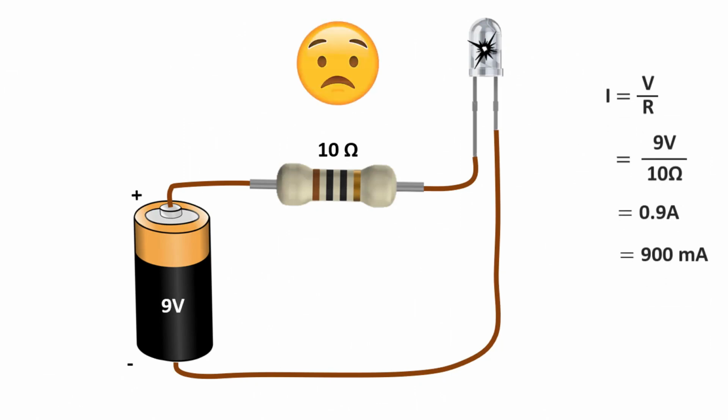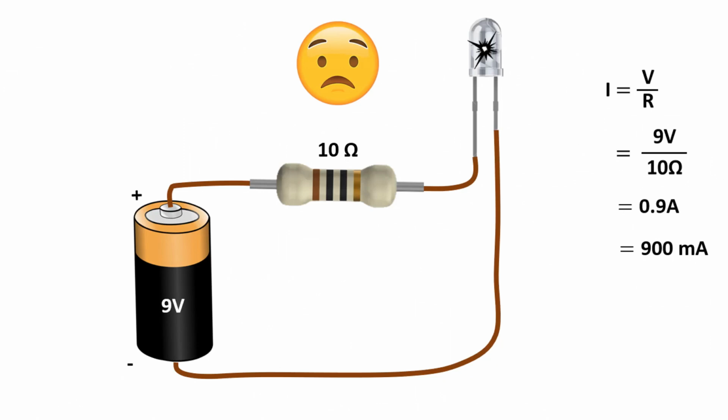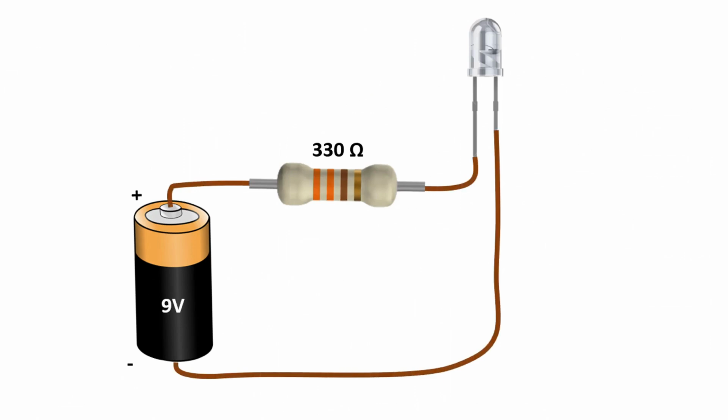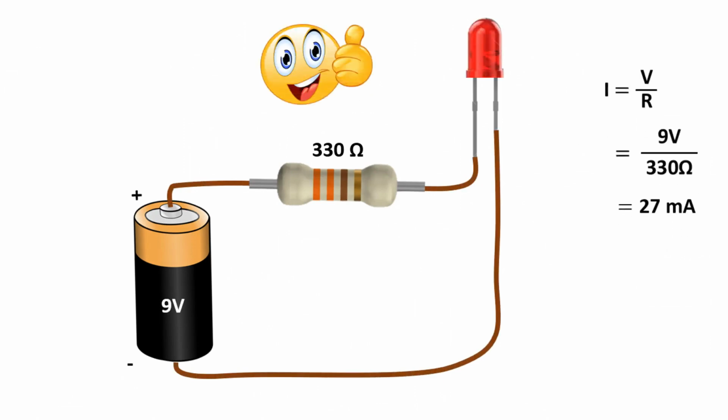Because when we calculate the current passing through the circuit, it will be approximately 900 milliamps, from 9 volts divided by 10 ohms. Since this current is too high for the LED, it is damaged. But if we connect a 330 ohm resistor to this circuit, the current will be about 27 milliamps. This current is suitable for the LED to work properly.